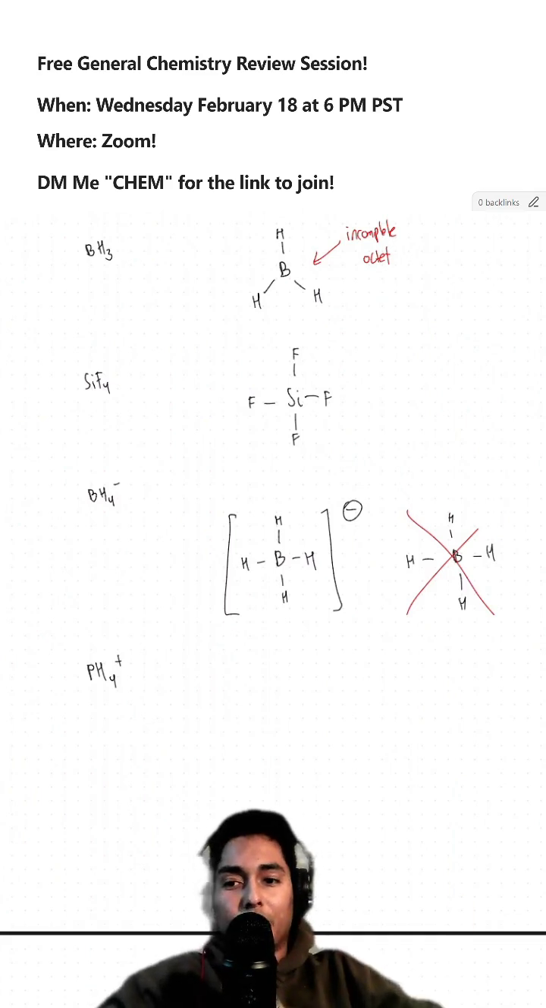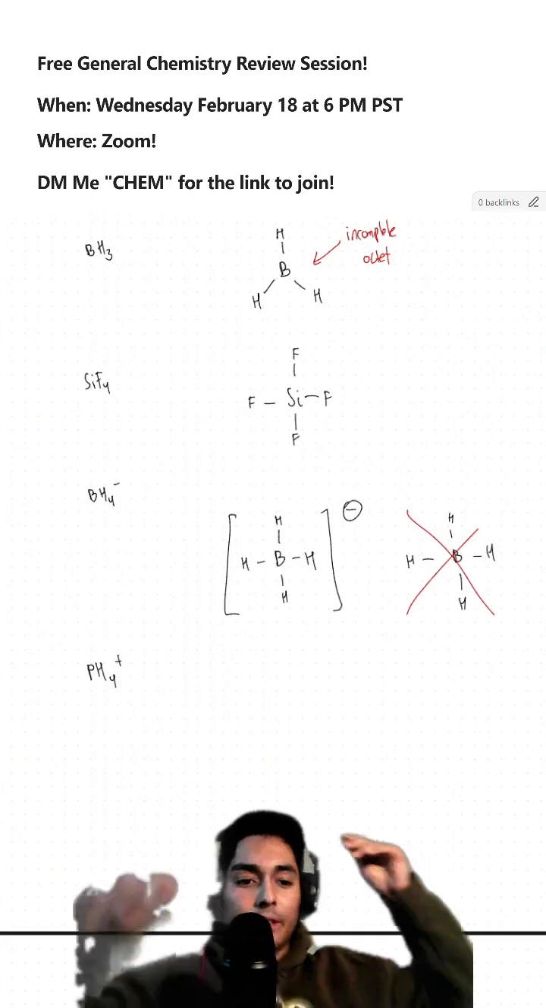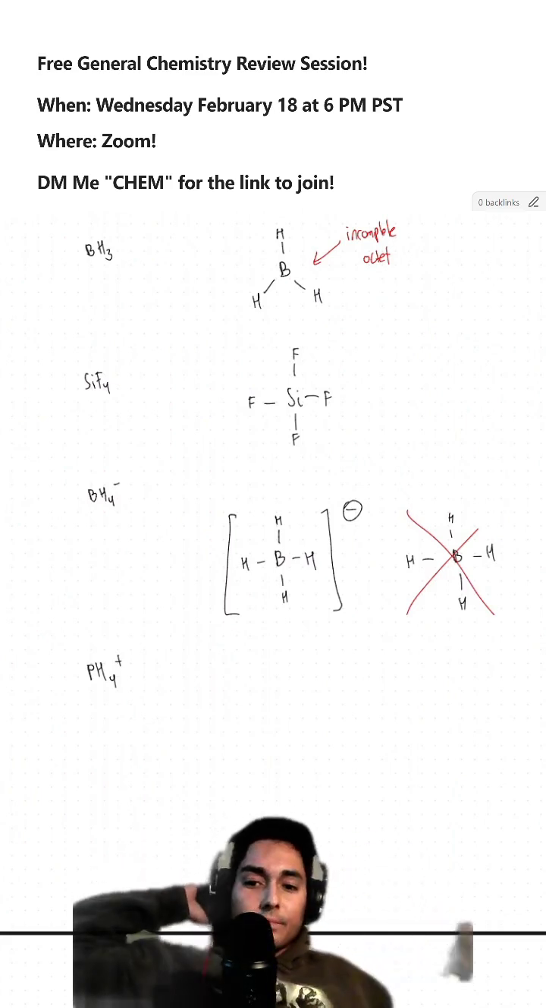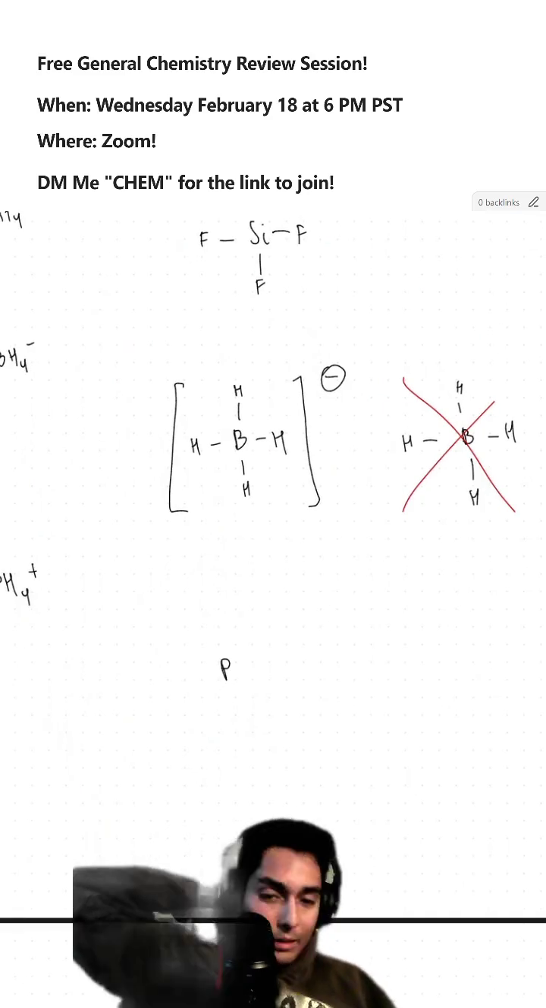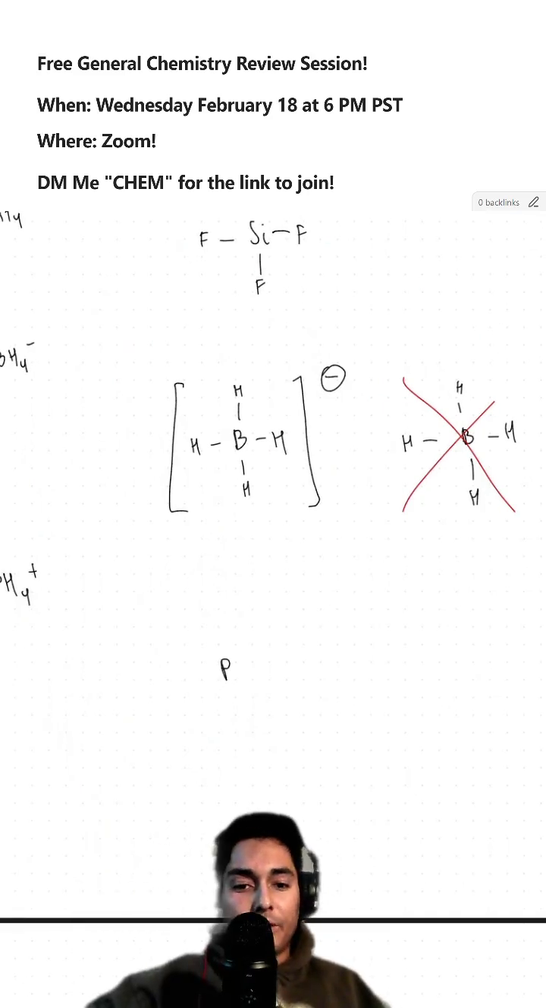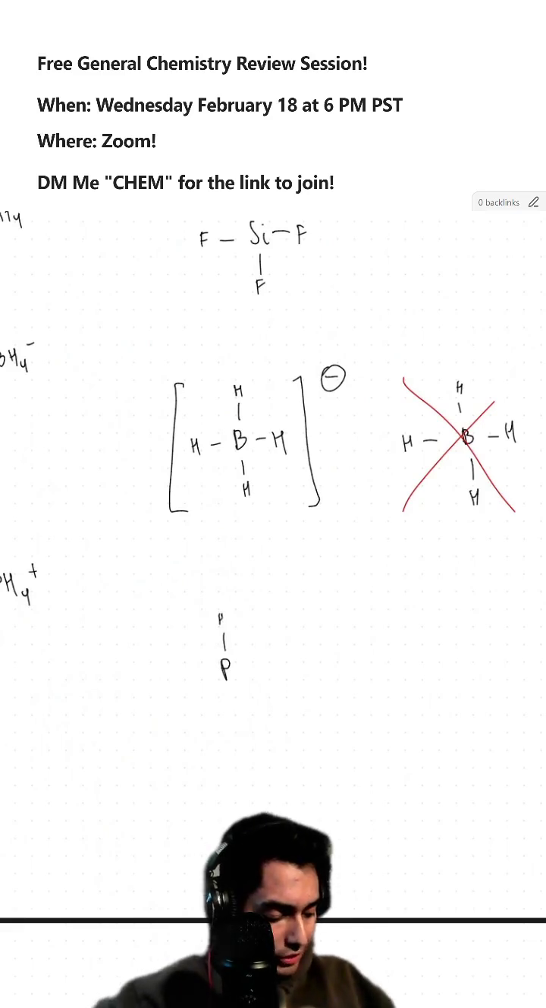So next one is pH4+. So what's the center atom? I don't know. I'm going to guess it's probably going to be P, right? Because P is going to be in the center here. And I'm going to have 4 bonds to H here.